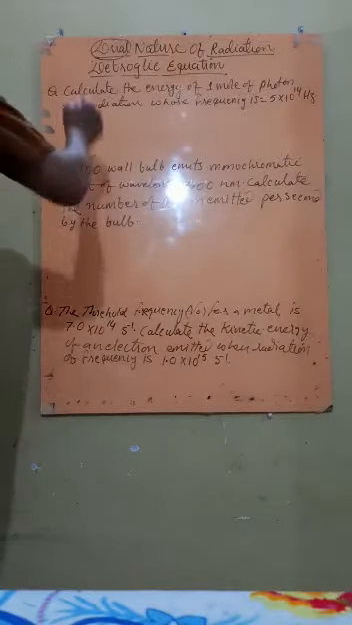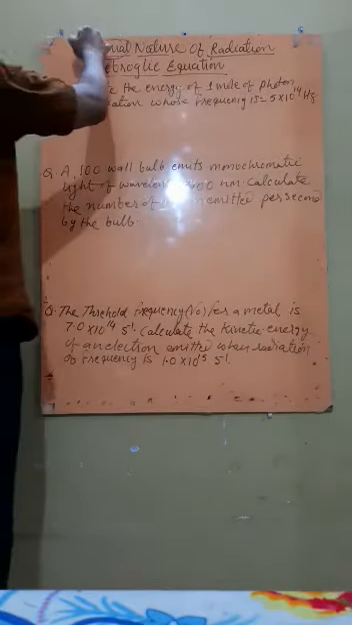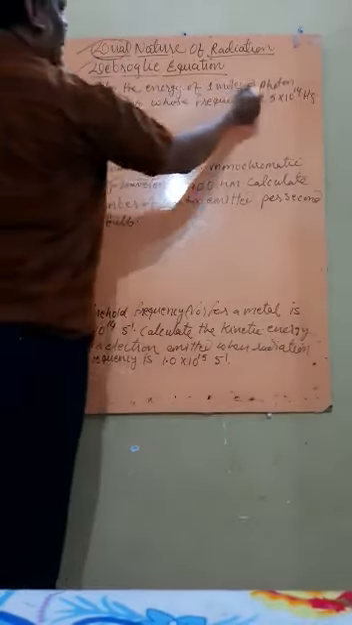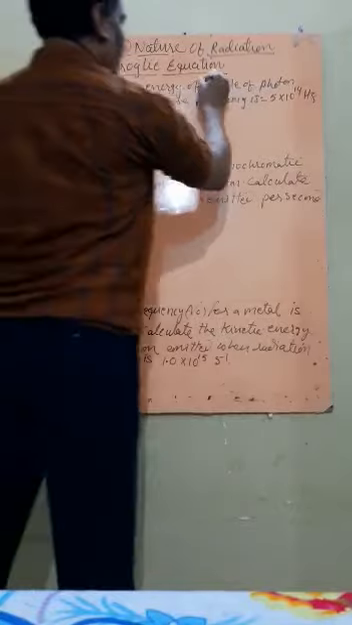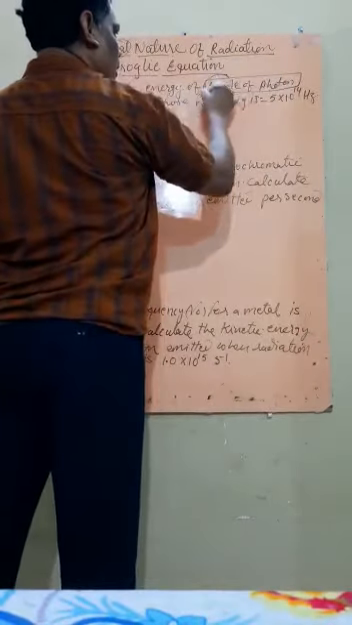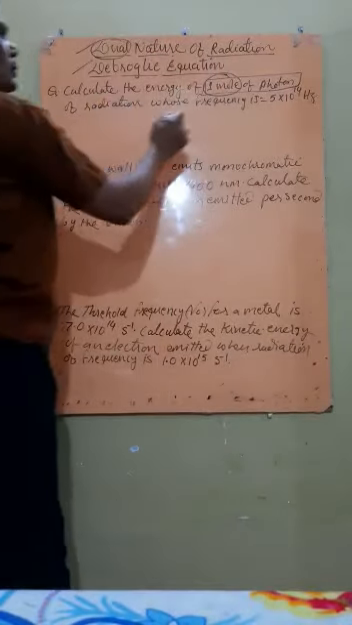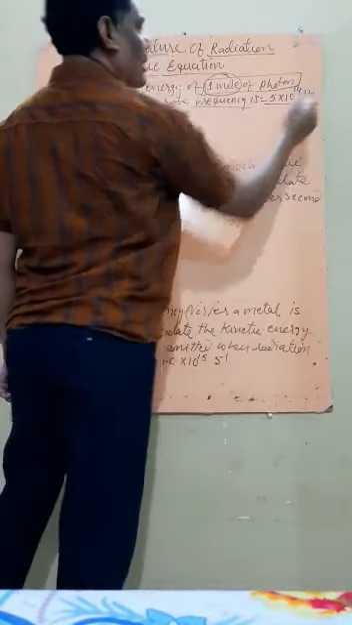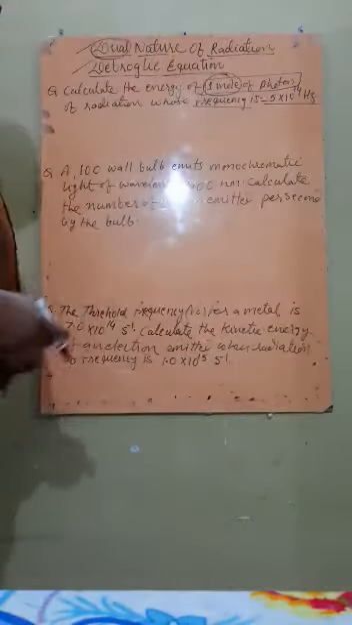Yes, student. Now, some questions regarding the dual nature or de Broglie equation. Calculate the energy of one mole of photon. Remember here, not one photon, but the question is one mole of photon of radiation whose frequency is 5 into 10 to the power 14 hertz. Hertz is also the unit of what?